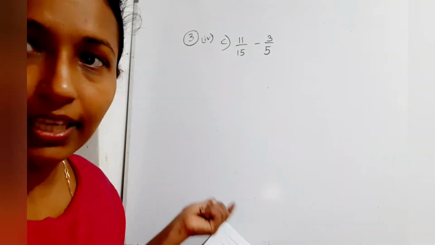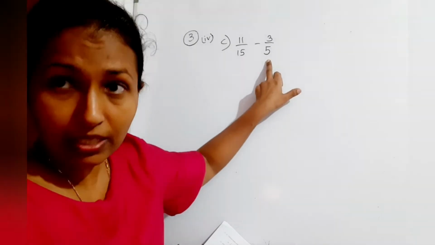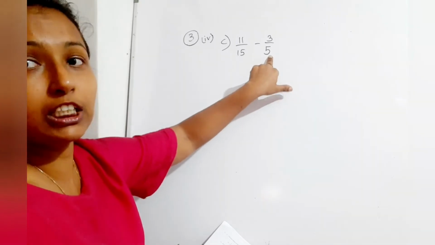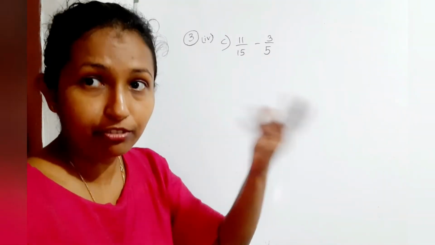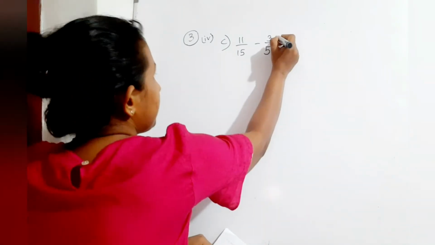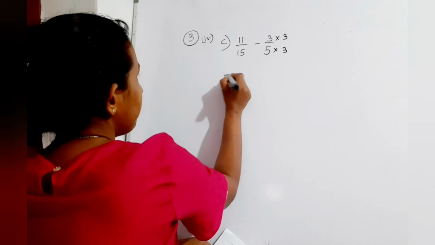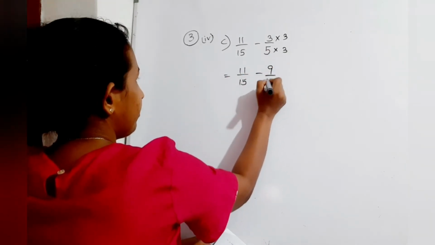Then part C, subtraction is there. Here also denominators are not equal, so you have to make them equal. 5 and 15. 5 can be converted to 15 by multiplying it by 3. 5 into 3. I will multiply here also. 3, 3. Then it becomes 11 over 15 and 9 over 15.